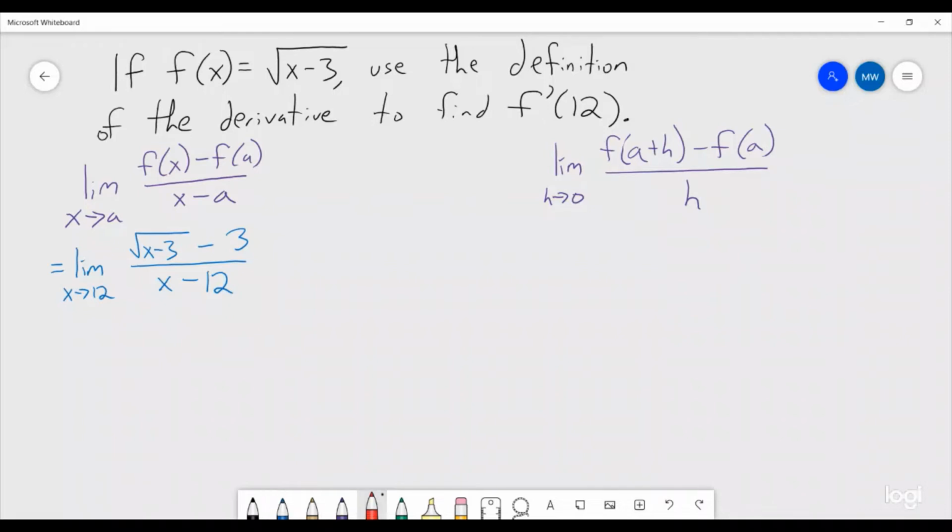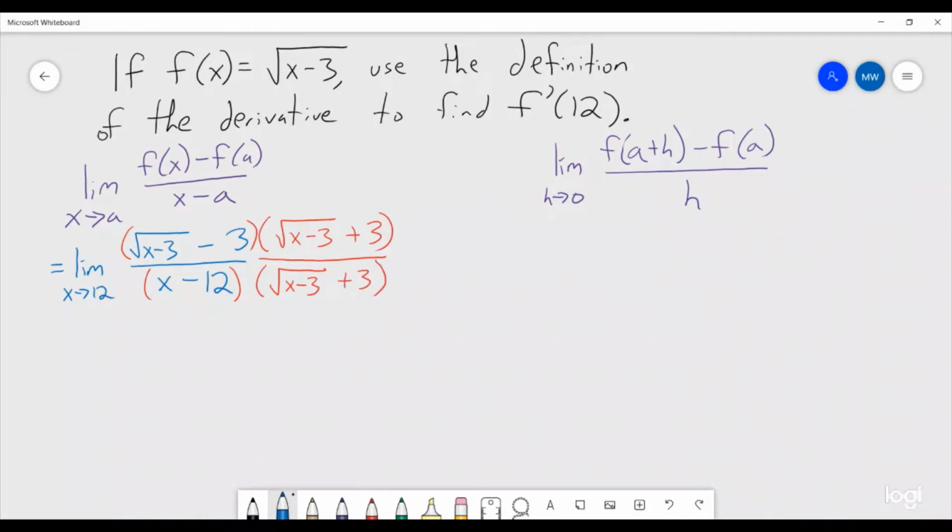Well, because we have this square root piece that's making everything 0, we're going to multiply the top and bottom by the conjugate. So that's just multiplying the top and bottom by the same thing, except we change that one sign. So instead of the square root of x minus 3 minus 3, it'll be the square root of x minus 3 plus 3. So we do that on the top and bottom.